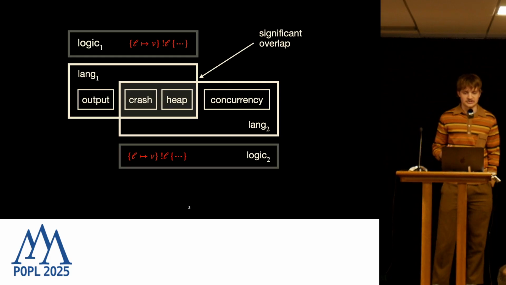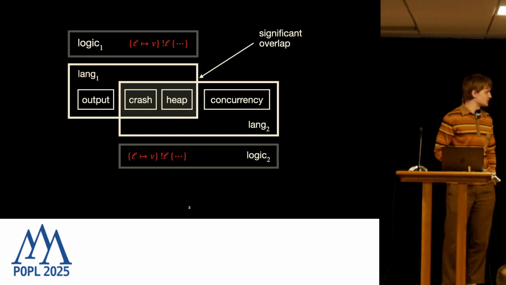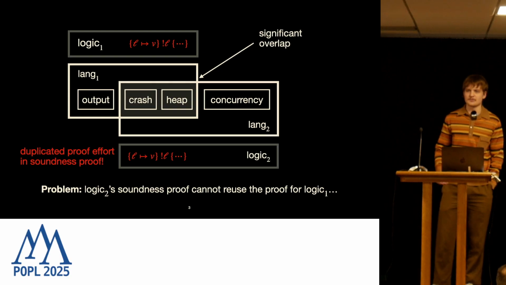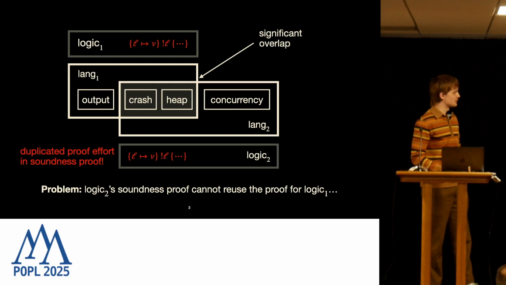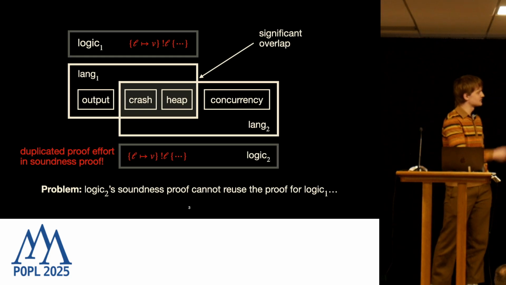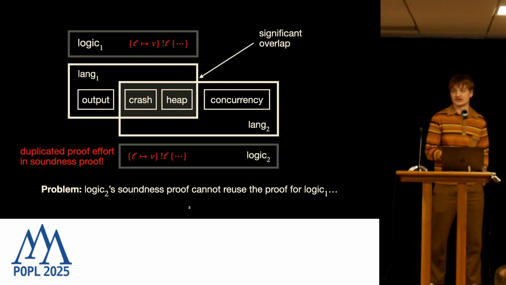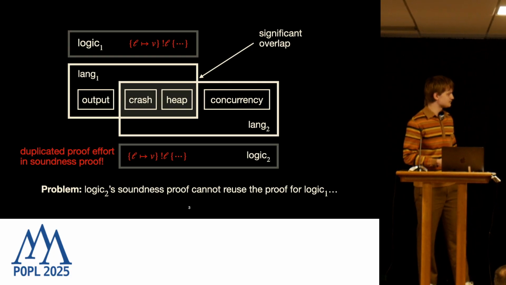There is one unfortunate consequence of this, which is that when you come down to logic 2 and you want to establish its soundness, you are incurring duplicated proof effort, right? You've already proven this proof rule to be sound when you established logic 1, and now you're establishing logic 2 and you're doing the same thing again.